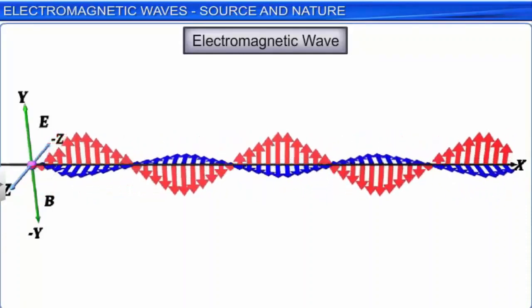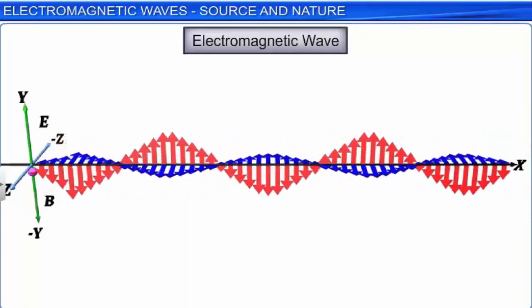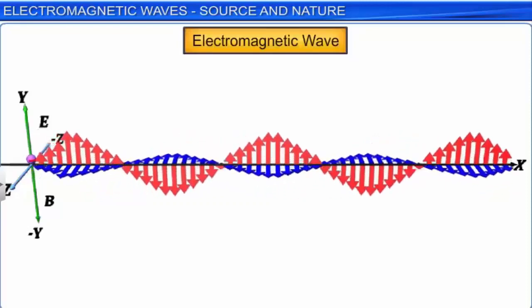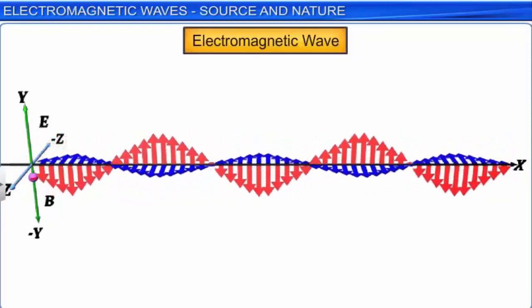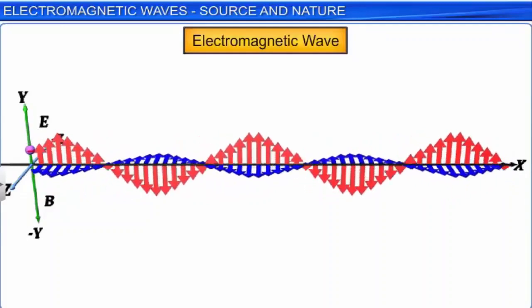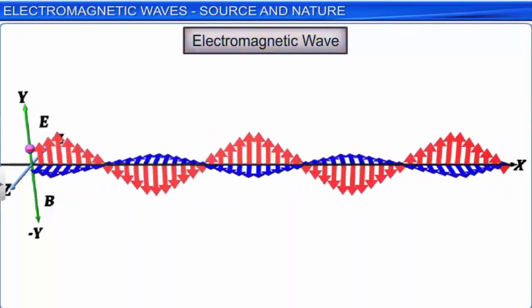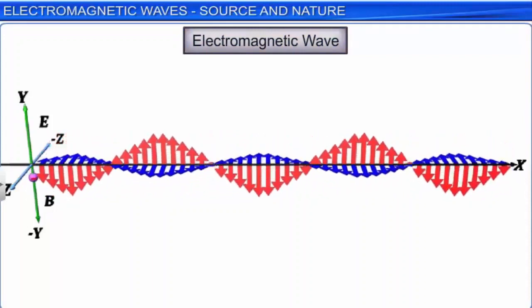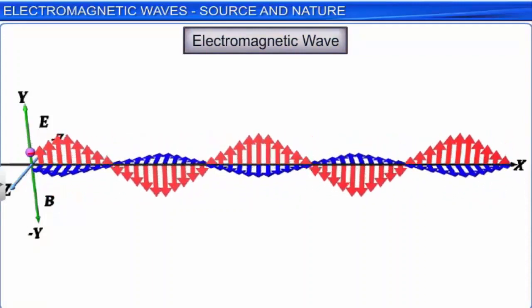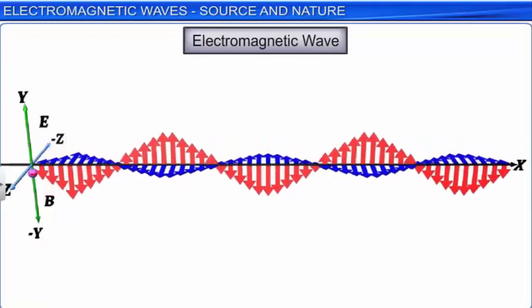This wave is called an electromagnetic wave. Its frequency is equal to the frequency of the oscillating charge. According to the law of conservation of energy, the energy lost by the oscillating charge converts into the energy of the propagating wave.